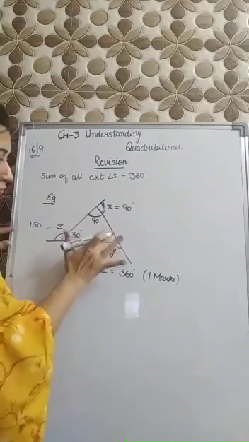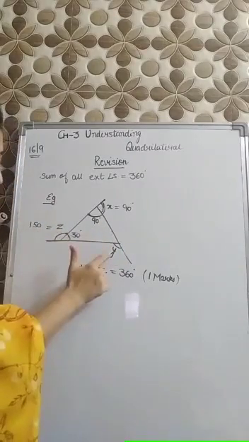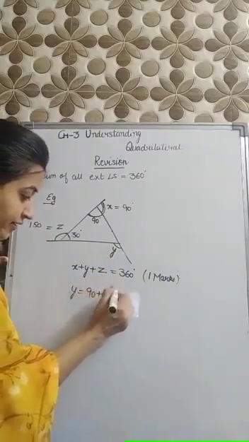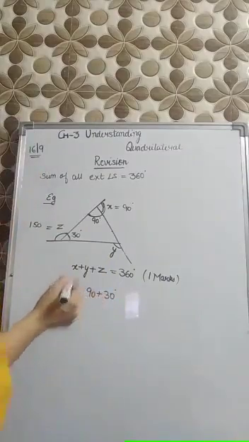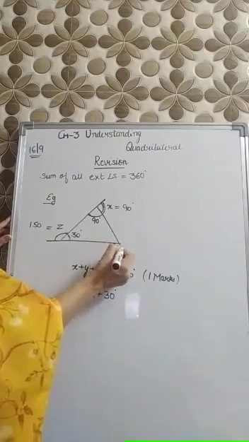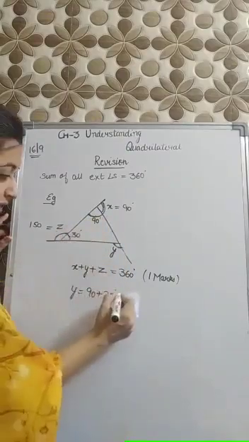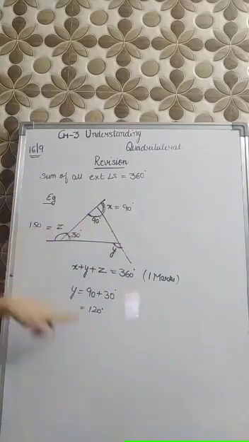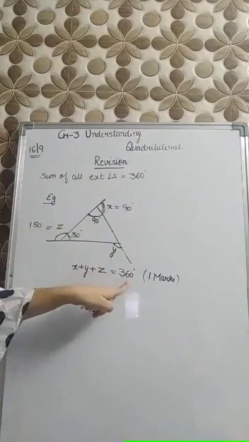If you don't use this angle 1, you can directly find the value of y as 90 plus 30. This is the property that we have discussed in the earlier class, 7th class also, that the exterior angle is always equal to the sum of the interior opposite angles, that is 120 degrees. So I have got x as 90, y as 120, z as 150. So when you add x plus y plus z, you will definitely get 360 degrees.